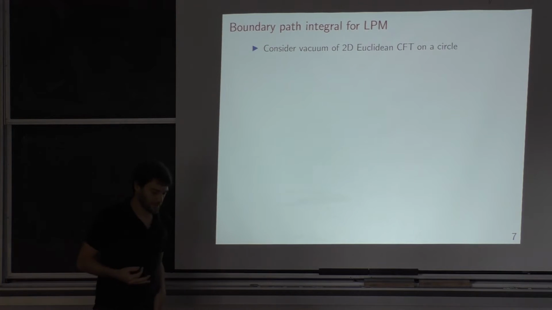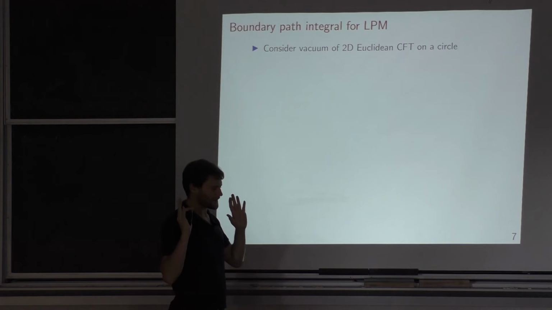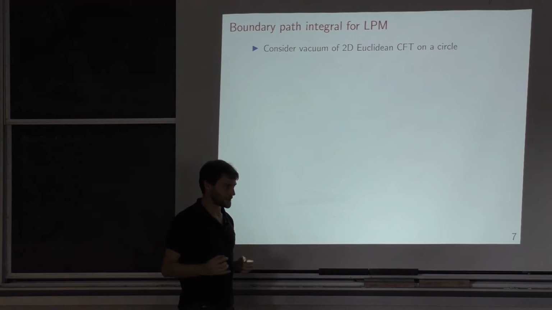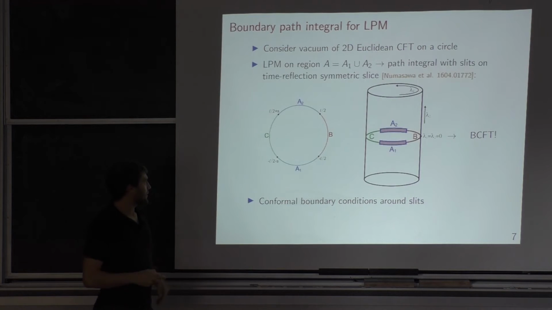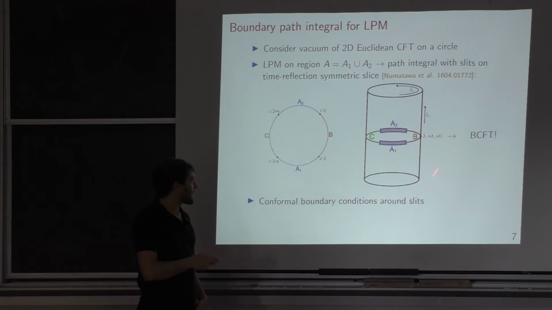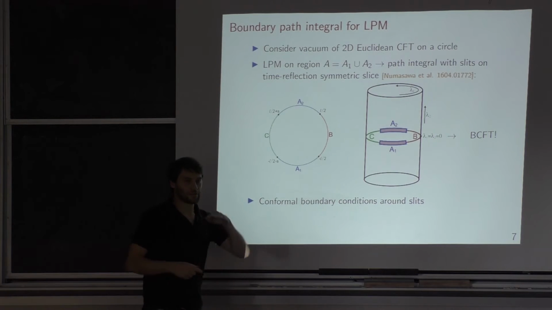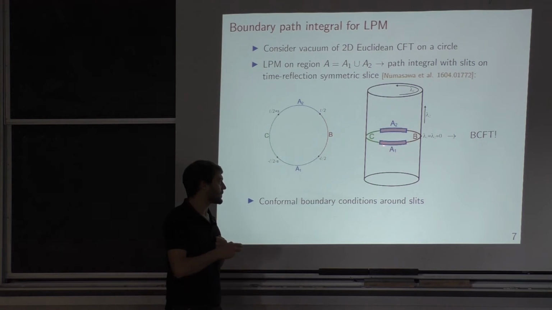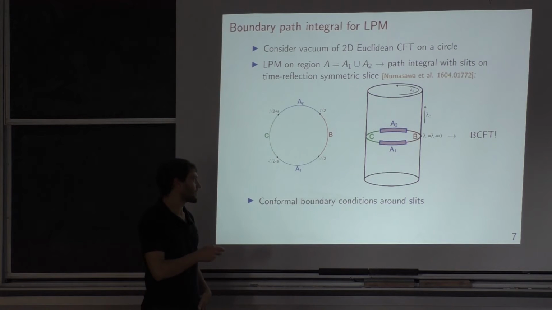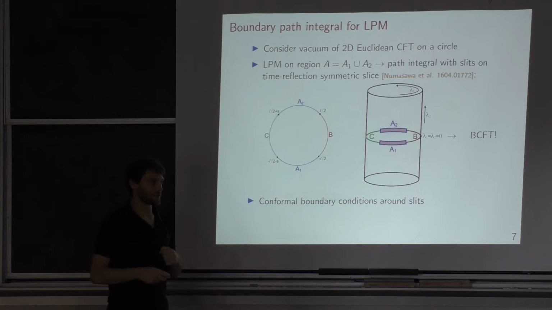So what we do is consider a Euclidean CFT, in principle a CFT in the vacuum state, and then make this projection. Now, if you want to do that, the prescription that we mentioned before is to consider this Euclidean path integral for the CFT, and at the time-reflection symmetric slice, you want to insert slits along the regions that you measure. The regions that you measure are these two disconnected regions that we saw before.